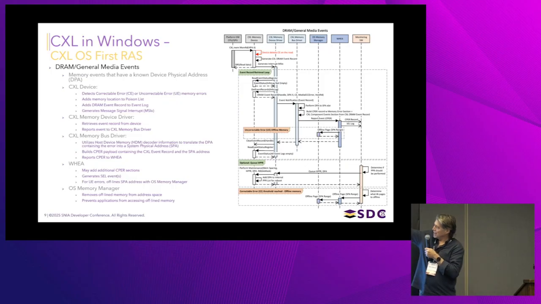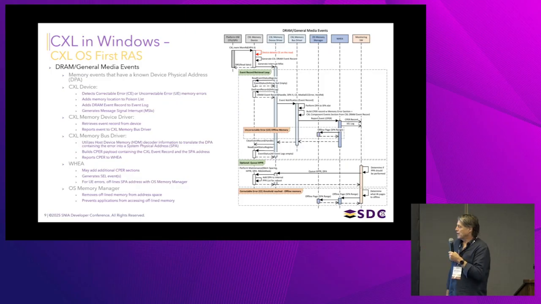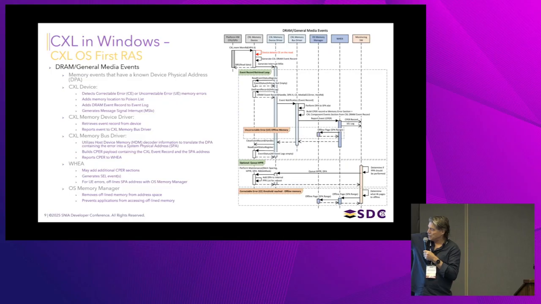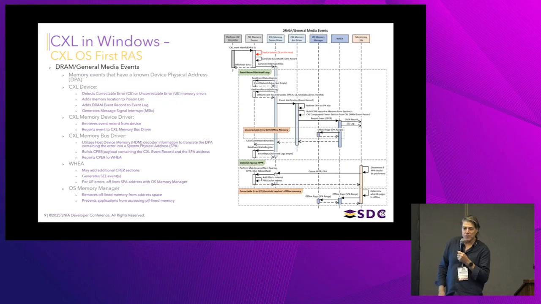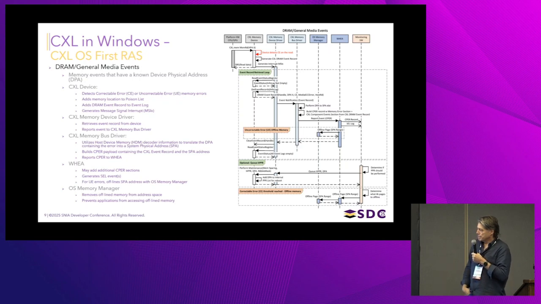But essentially what's going to happen in this flow is at the beginning of time, the device detects, say, a correctable error. And so it's going to generate a DRAM event record, fire an MSIX interrupt, and then our memory device driver will run, and in the interrupt handler, we'll go through a loop here of ingesting event records, pulling them off of the event log directly from the device. And so we'll stay in this loop until all the events have been drained from the device.